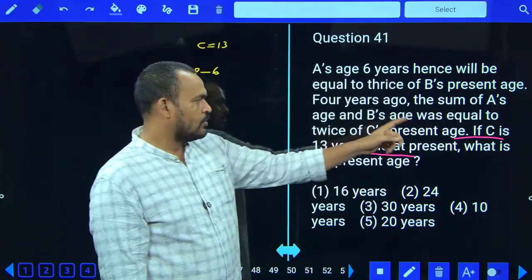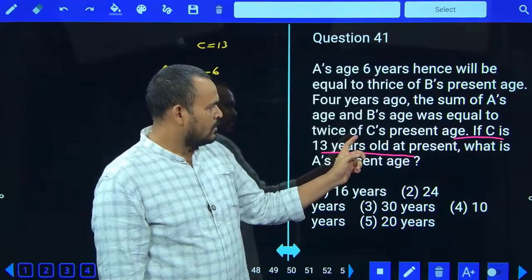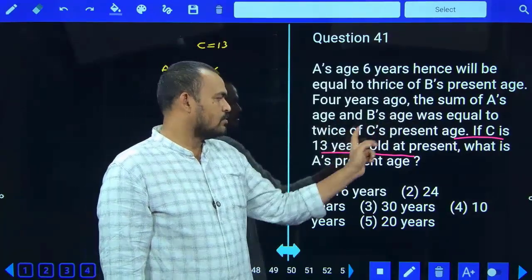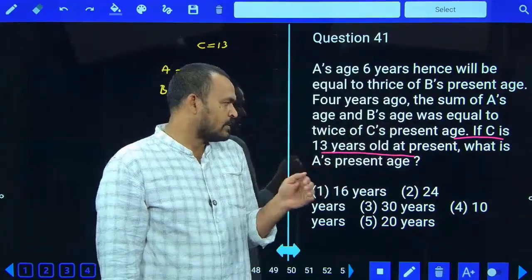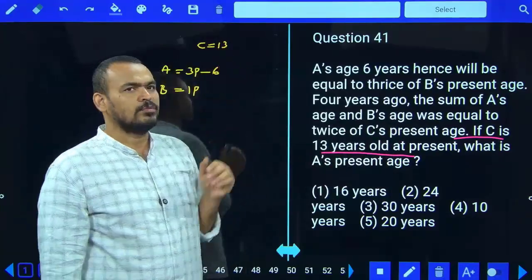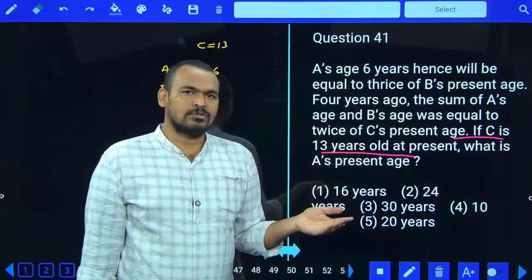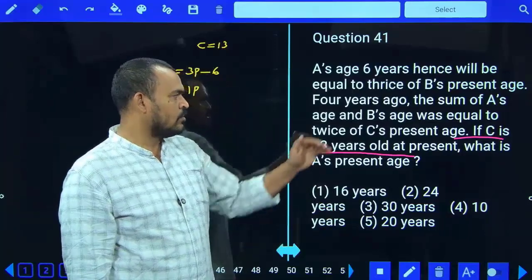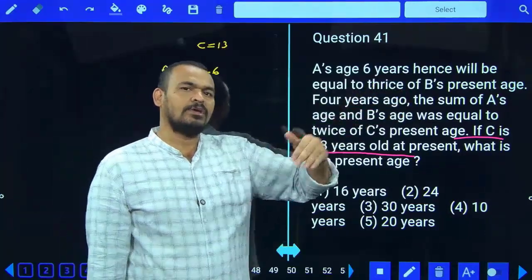Next, 4 years ago the sum of the ages of A and B was equal to which one? Twice of C's present age. Already C's present age is how much? 13. Twice means how much? 26. The 26 is equal to the sum of A and B's ages 4 years back.